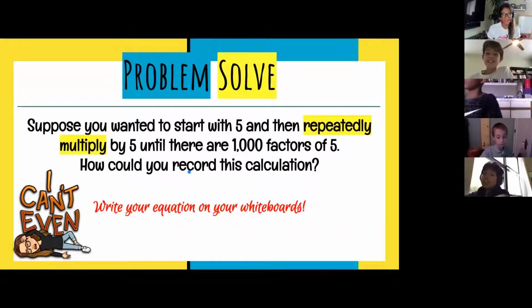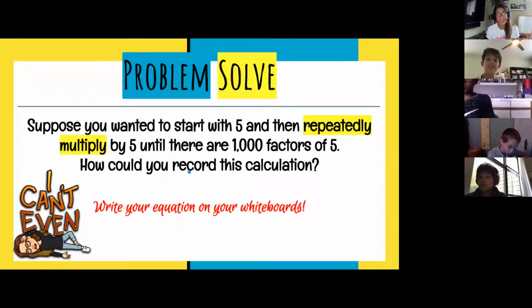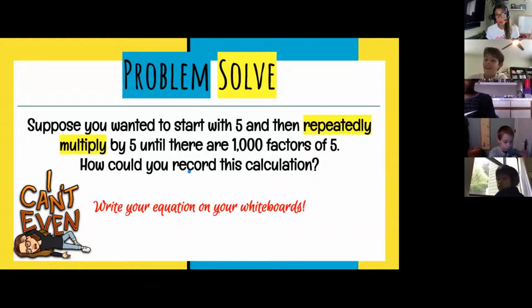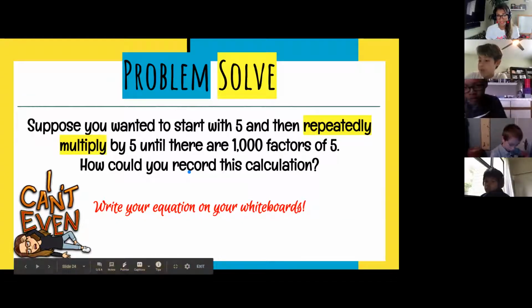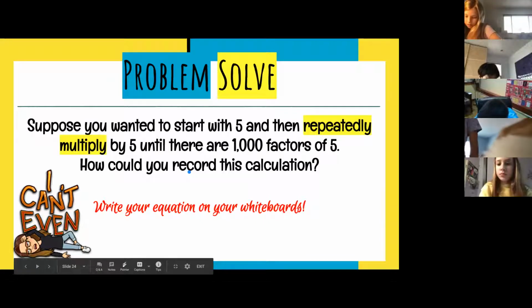Can we do division? This is a multiplication problem. I know, but you're asking how many times can 5 go into 1,000? I didn't say how many times 5 could go into 1,000. I said I need you to multiply 5 using 5 as the only factor and multiply it by itself 1,000 times. So 5 times 5 times 5 times 5, 1,000 times. Did you guys write that yet? Can you hurry it up?